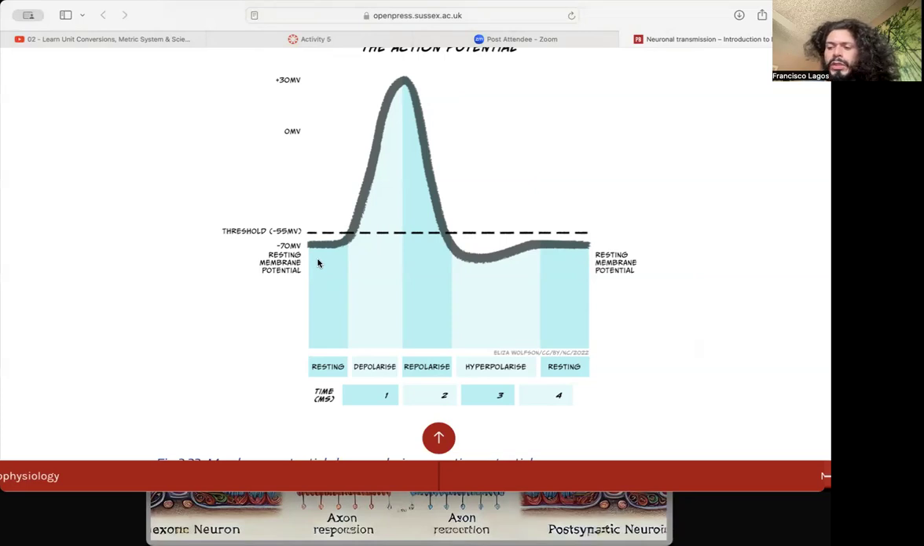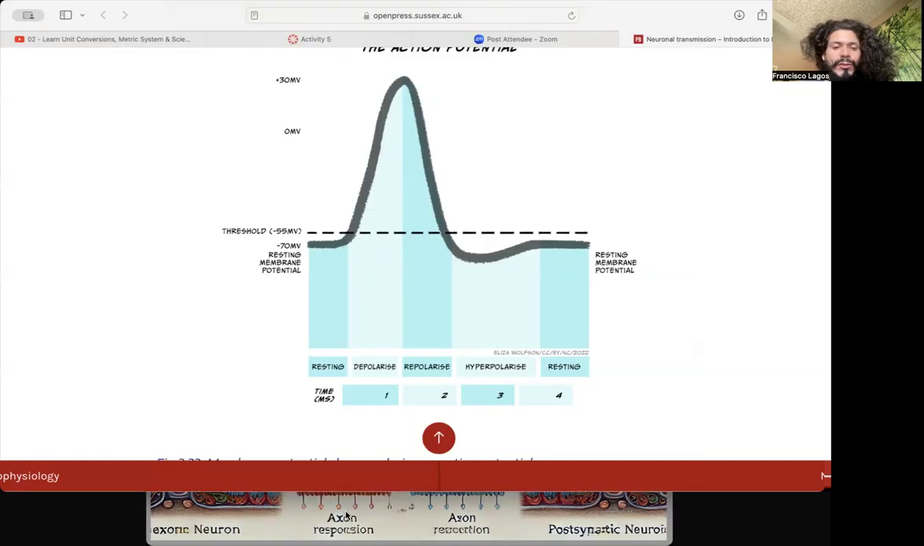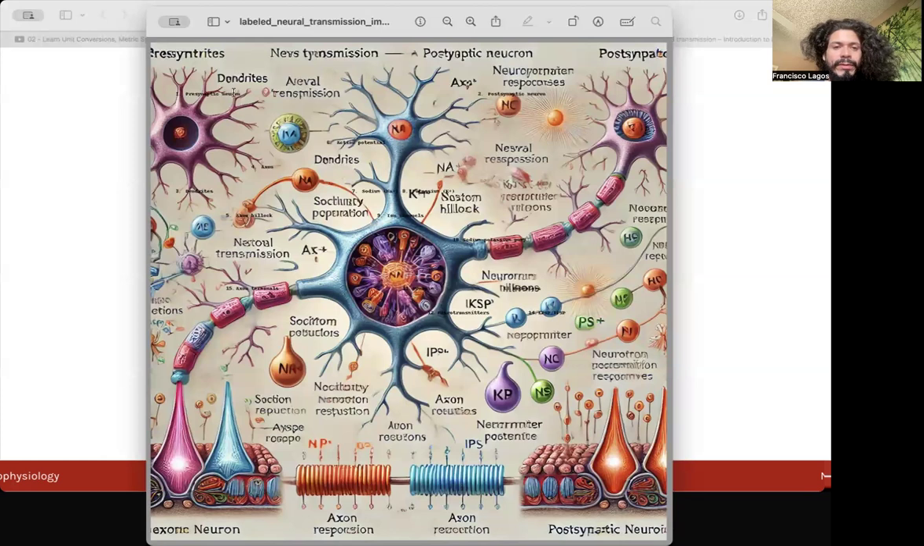Another thing that is important are the dendrites. The dendrites of the presynaptic neuron receive signals from other neurons, which are either excitatory or inhibitory. They kind of look like trees or tree branches. These are the dendrites.